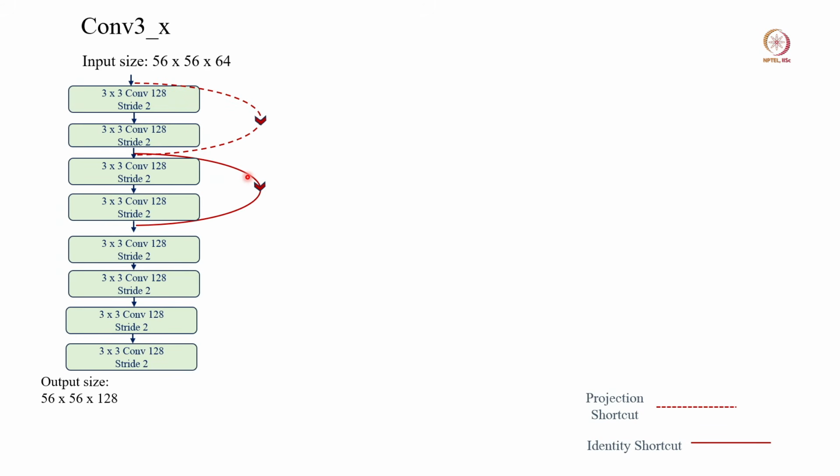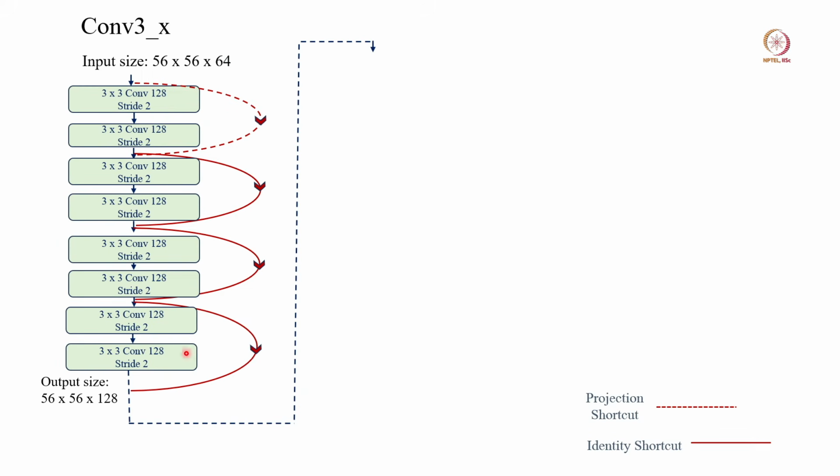Identity shortcut means directly we are adding the input x to the output of the convolution layer. So, in between 4th and 6th also it is an identity shortcut, then in between 6th and 8th also it is an identity shortcut.